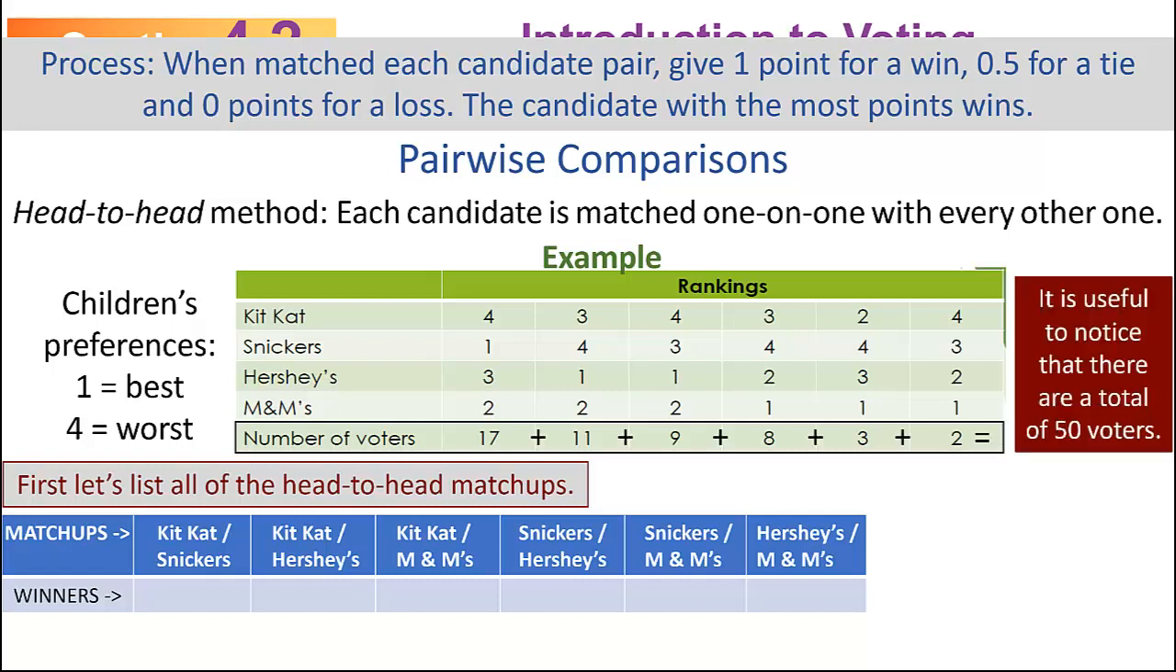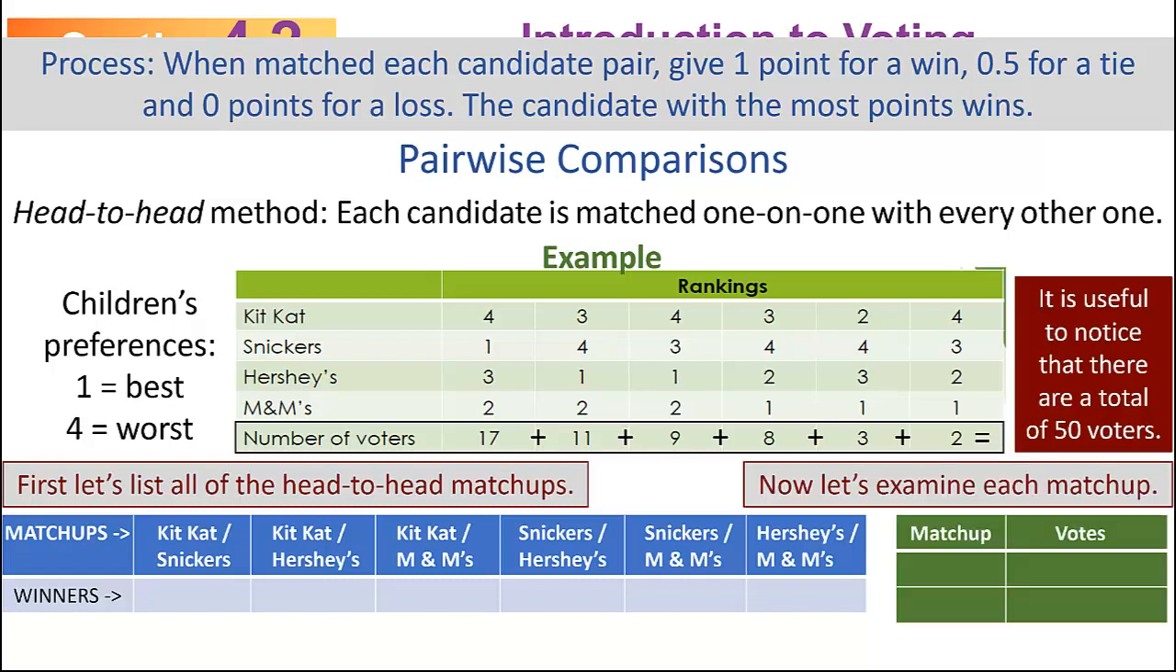So let's do that. At this point, it's useful to notice that there are actually a total of 50 voters, or 50 children expressing their preferences, because the number of voters in that bottom row, 17 plus 11 plus 9 plus 8 plus 3 plus 2 is 50. Now the reason it's useful to know at this point is that with these head-to-head matchups, a chocolate has to get more than half the votes to win. So I know that if any candy can get 26 votes or more, that candy is going to win. So I can stop counting at any point that one candy gets at least 26 votes. So that's useful to know.